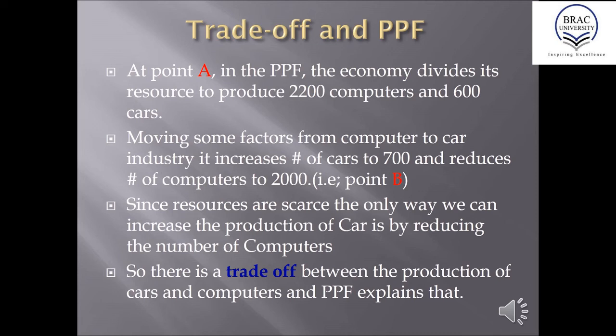That is, in order to produce more cars, we are giving up more computers, and in order to produce more computers, we will have to give away some amount of cars. So there is a continuous trade-off, and that trade-off is well explained along each and every point of the PPF.